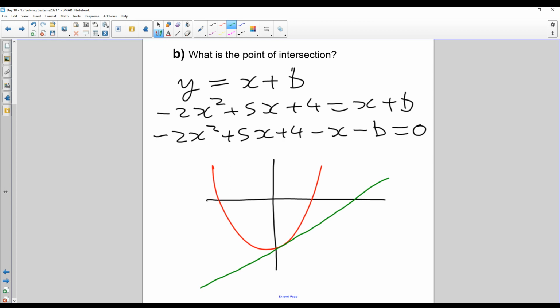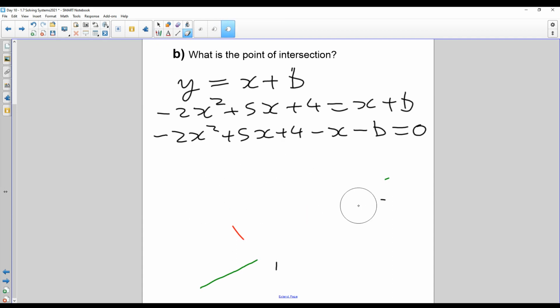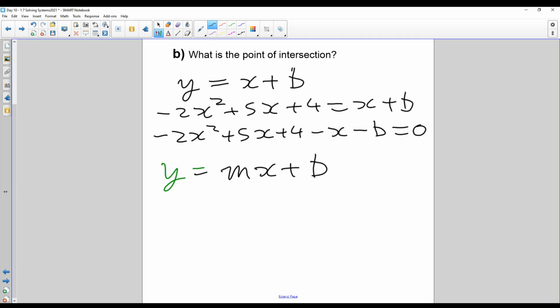Yes, Shaheen. Remember, let me erase this first. Remember that one of the things you learned back in grade 9 was that the general form of a straight line was, let me go back to black, y equals mx plus b. Sound familiar? All right. What is the m and what is the b? What does the m represent? What does the b represent?